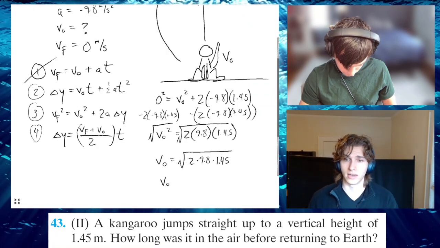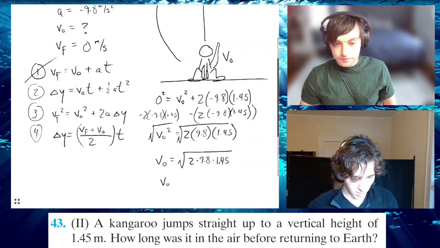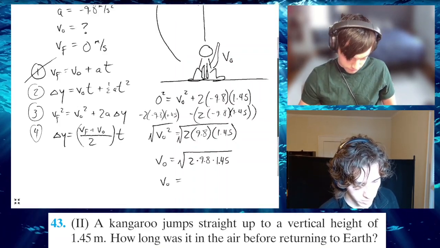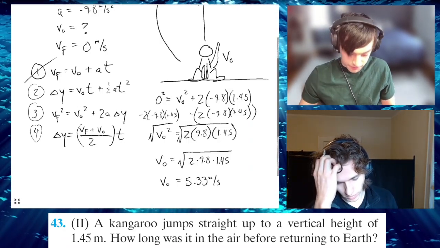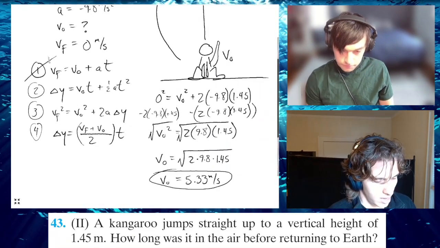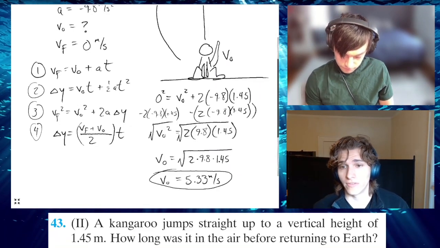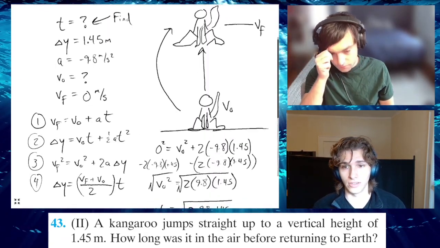Go ahead and punch that in. Let me know what you get. I got 5.33. That's what I get. Perfect. What are the units? The units are, is it meters per second? Yeah, awesome. I'm going to circle that, and I'm going to take out how I crossed out the first equation, because maybe now we can use it now that we have the initial velocity.